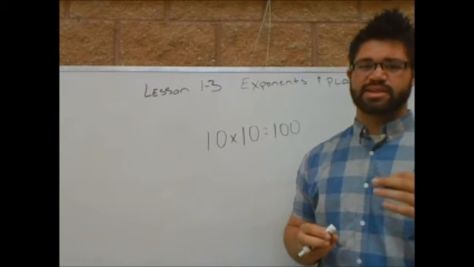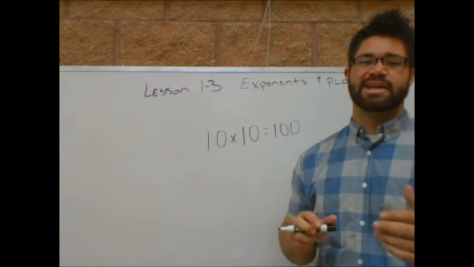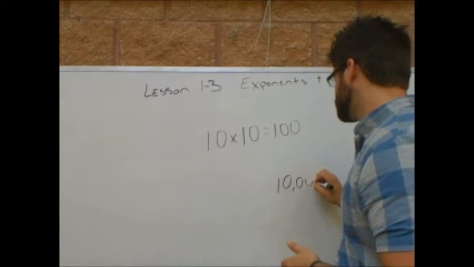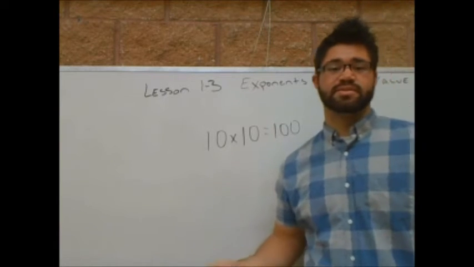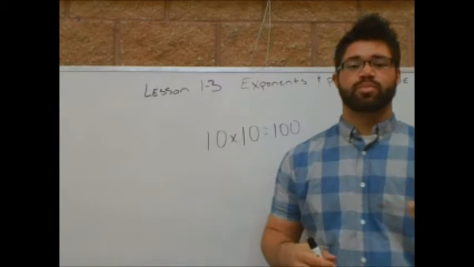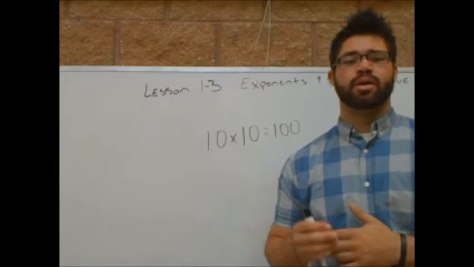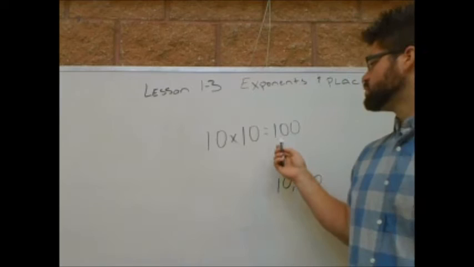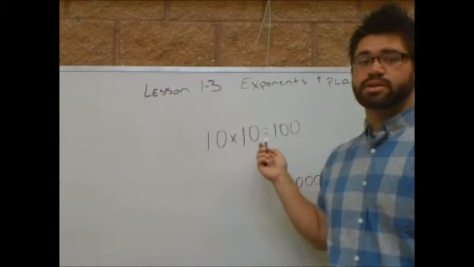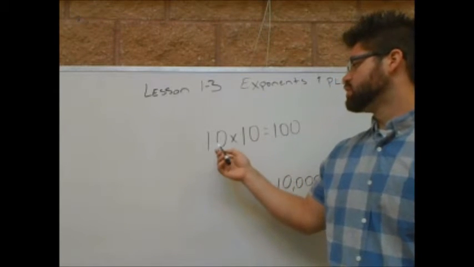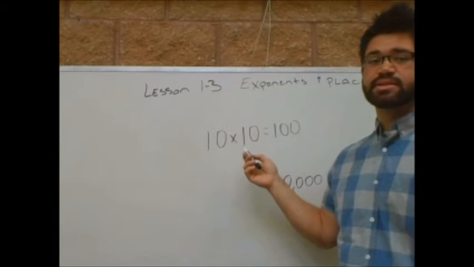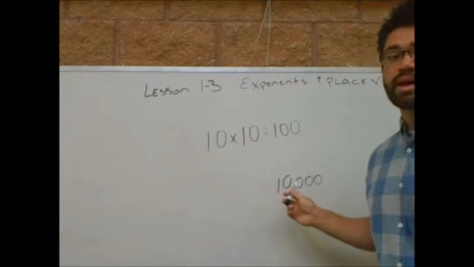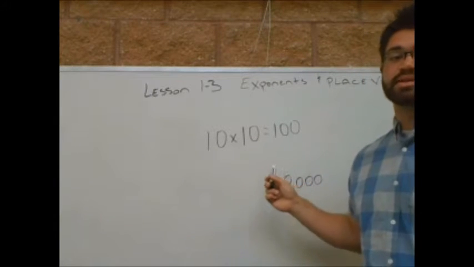I'm going to ask you another question. How can you write 10,000 as a product of tens? If you can't remember what a product is, a product is the answer to a multiplication problem. Right now, we wrote 100 as a product of tens: 10 times 10. When we multiply 10 times 10, we get 100. Now I'm asking, how can we get 10,000 as a product of tens?